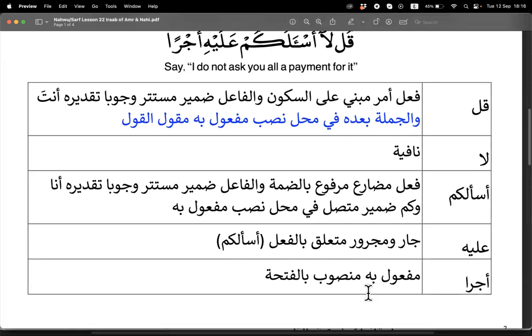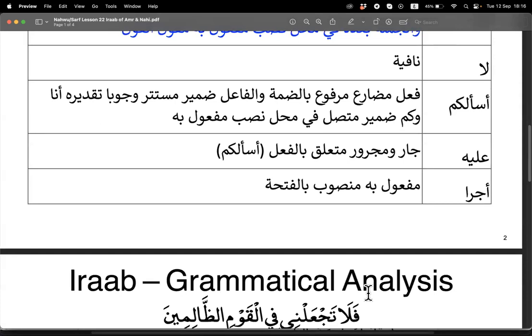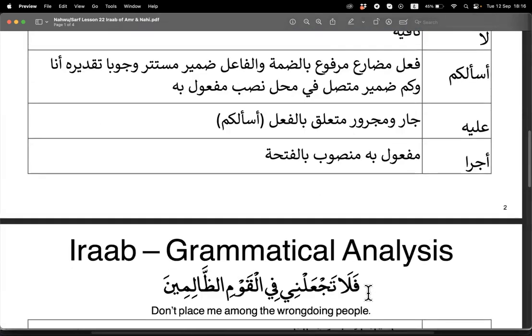Inshallah. Let's do one more. Fala taj'alni. So fa is ataf, and la taj'alni. Taj'al is fi'il mudari', majzum. What's the sign?